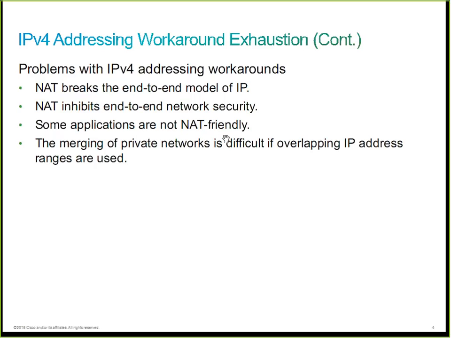Also, when we are talking about merging private networks, it is difficult to do so if overlapping IP address ranges are utilized. For example, let's say I want to set up connectivity between Nasik and Mumbai. If I'm using a private address of 192.168.0.x, and you guys at Nasik are also using 192.168.0.0, then we cannot have direct communication. We need to make use of NAT, right? So that's the problem with it. End-to-end communication using the actual IP address is not possible when we make use of NAT.